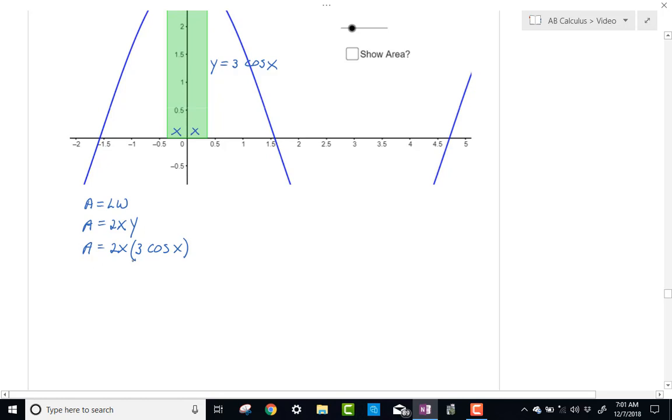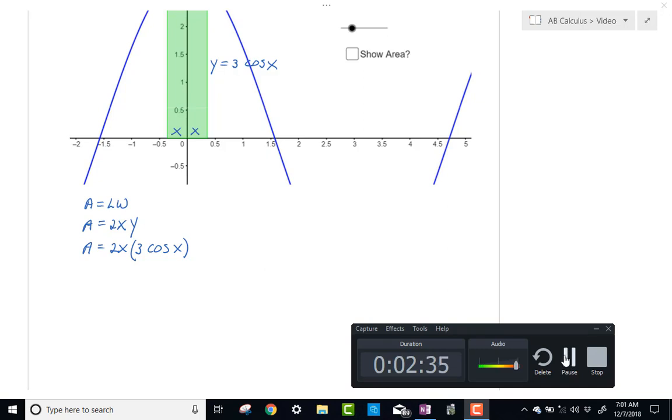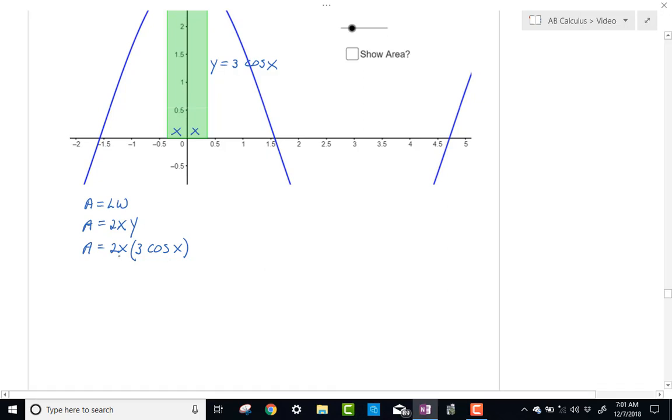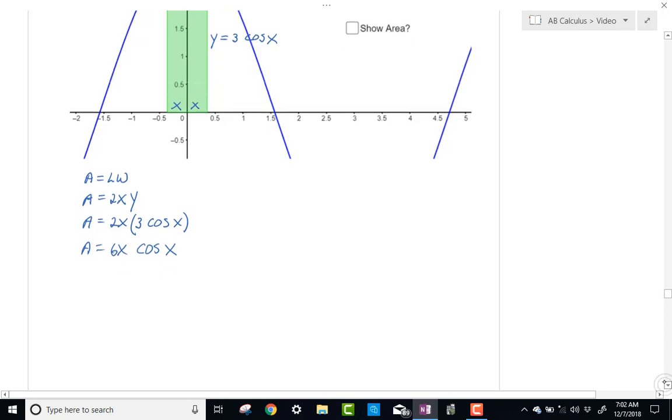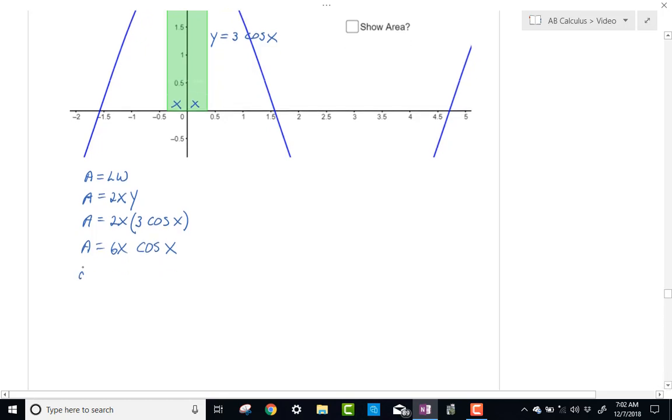Alright, so there's nothing to distribute here. I could do a little bit of simplifying here with the 2 and the 3, so I'm probably just going to go ahead and do this right now. So we'll have area equals 2x times 3 is 6x times cosine of x. Alright, so now I need to take a derivative. So I'm going to do dA dx.